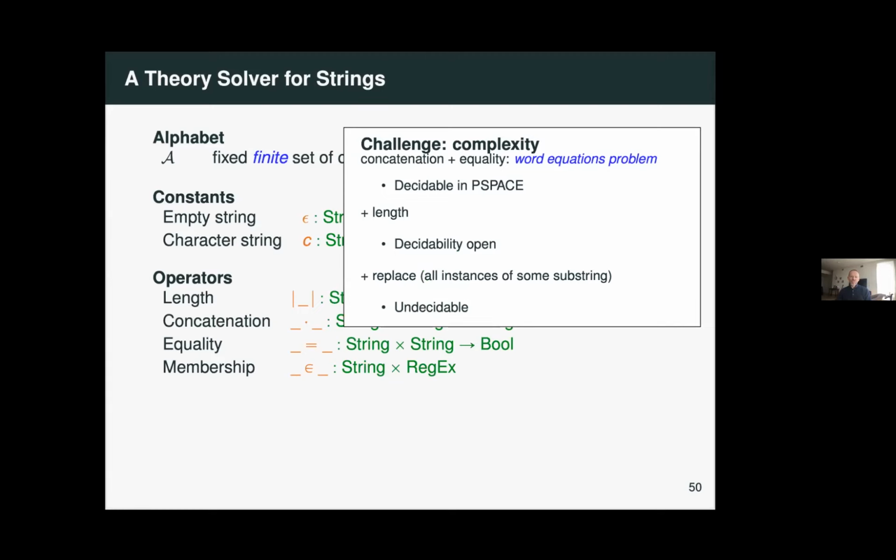Now, of course, there's a problem, which is this language is known to have some difficult complexity. In particular, if you just take concatenation and equality on strings, then this reduces to what's called the word equations problem. It's known to be decidable in PSPACE, but it's a known hard problem. If you then add length, it's actually unknown whether this is decidable. And if you add just some small amount of high-level reasoning, like replace all instances of a substring, it quickly can become undecidable.